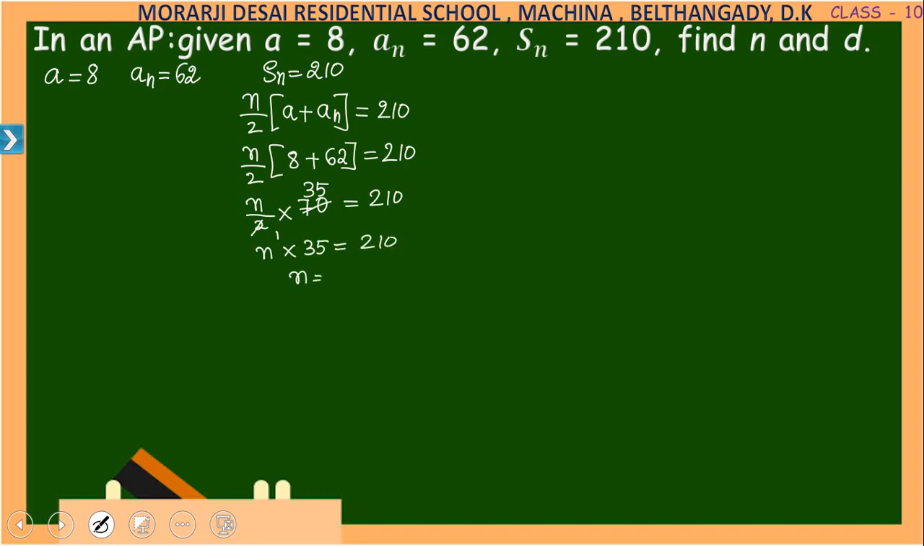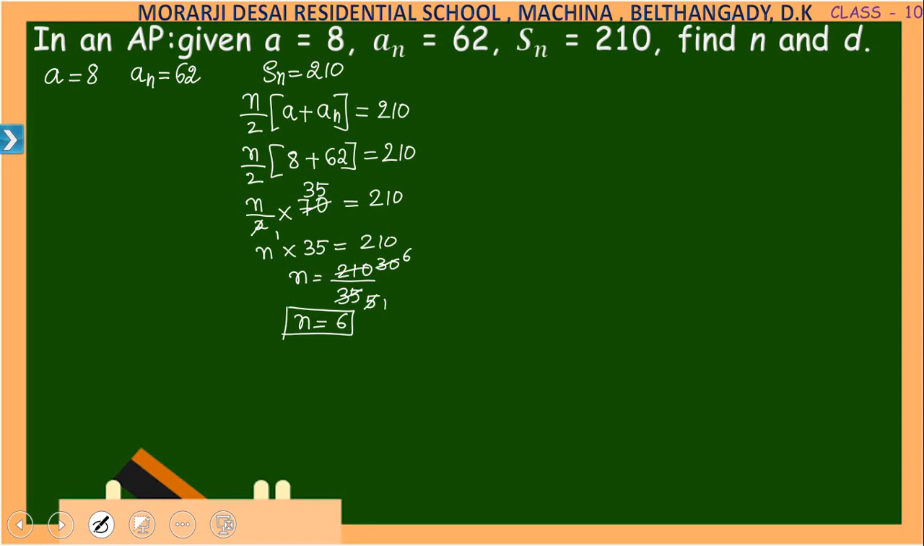n is equal to 210 by 35. That is, 7 5s are 35, 7 3s are 21, 0. 5 1s are 5, 6 5s are 30. So n is equal to 6.